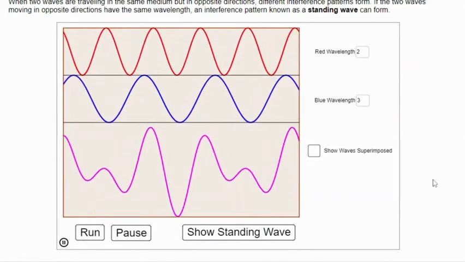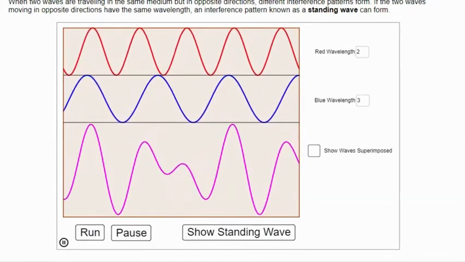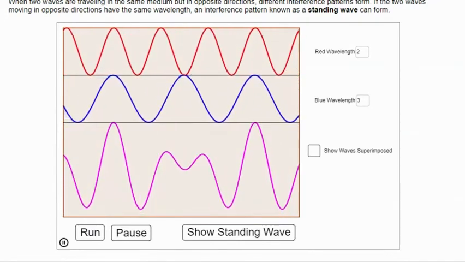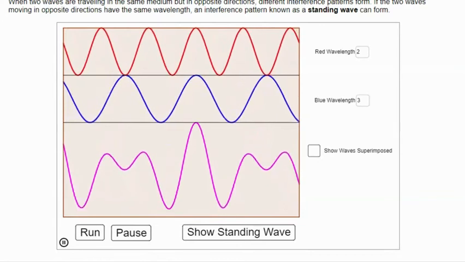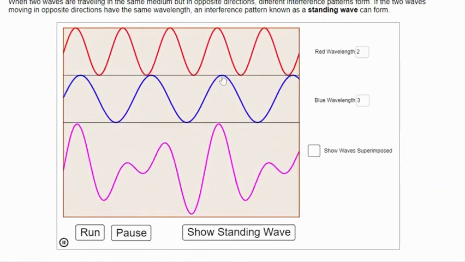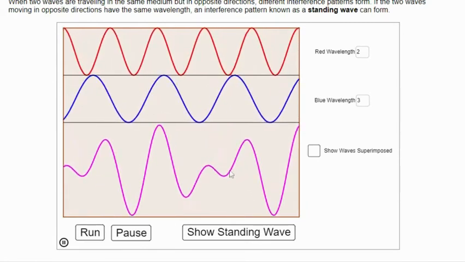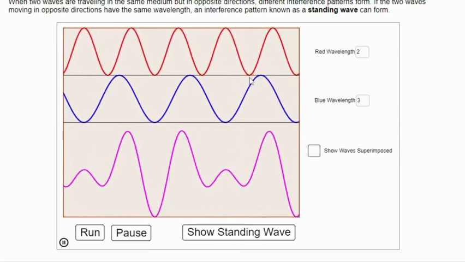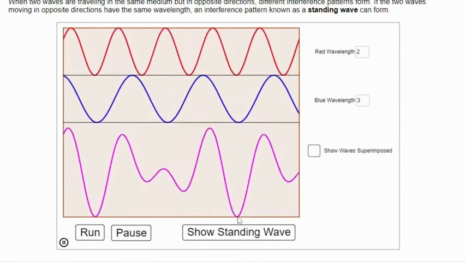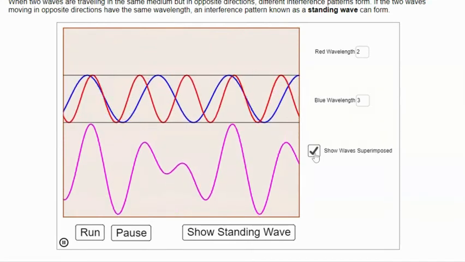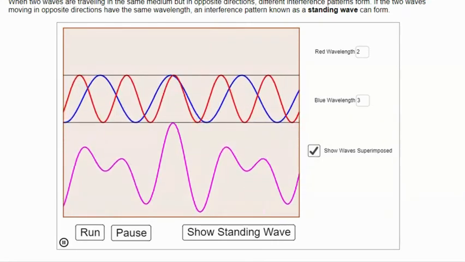Here they are moving in opposite directions. Okay, so you see the red one moving to the left and the blue one moving to the right. And down at the bottom is the interference pattern. And you can see whenever a crest hits a trough, there's a disappearance down here. And whenever a trough hits a trough, you get a really deep trough down here. And I think you can click on this and you can see them more clearly working together.